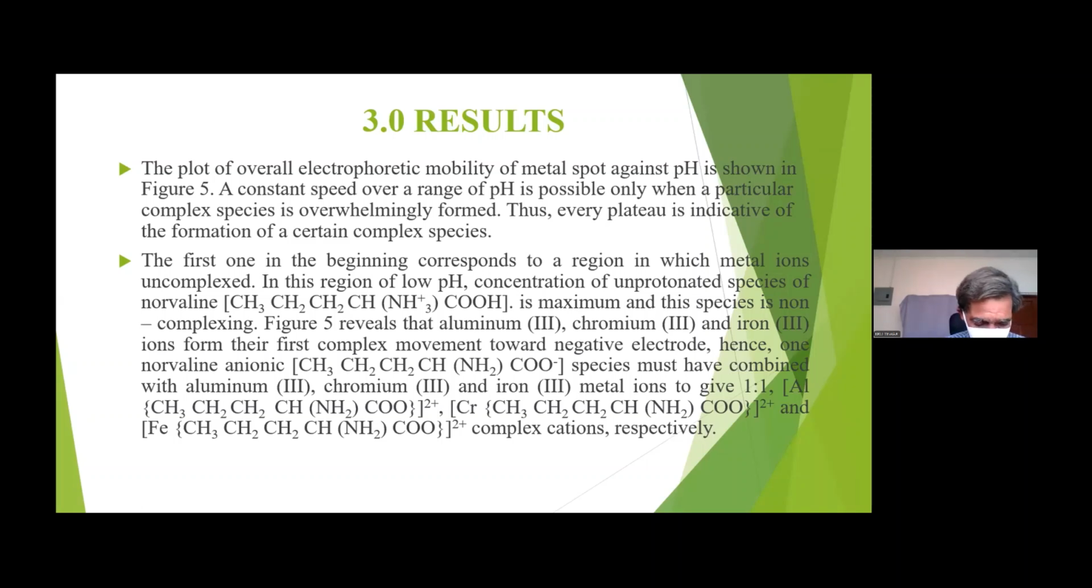A constant speed over a range of pH is possible only when a particular complex species is overwhelmingly formed. A plateau is an indication of the formation of a certain complex species. The first one at the beginning corresponds to the region in which metal ions are uncomplexed. In this region of low pH, the concentration of the unprotonated species of norvaline is minimal, and this species is non-complexing. Figure 5 reveals that aluminum III, chromium III, and iron III ions form their first complex moving toward the negative electrode. Hence, one norvaline anion species must have combined with trivalent aluminum, chromium, and iron to form the 1:1 cationic complex.